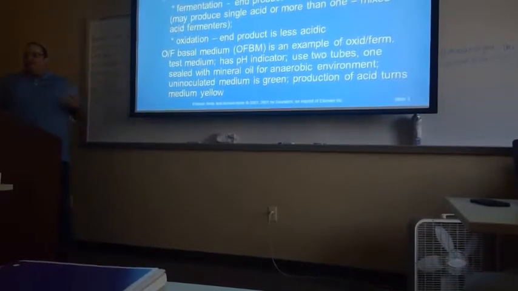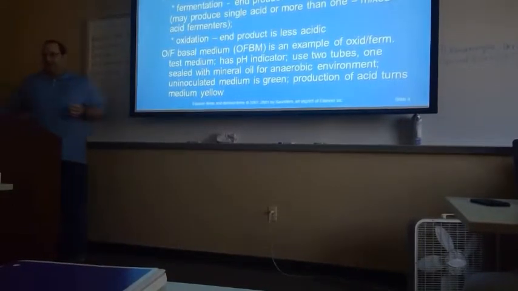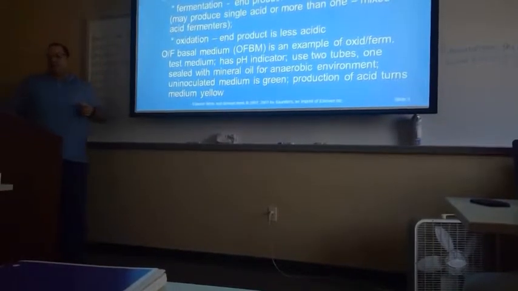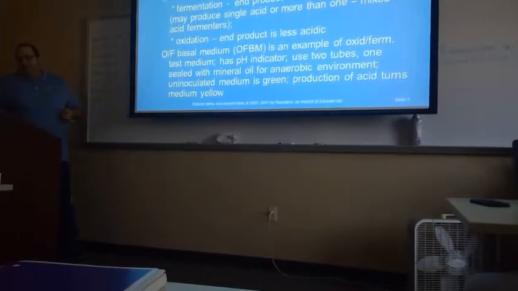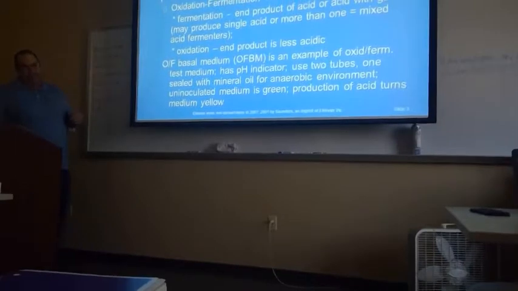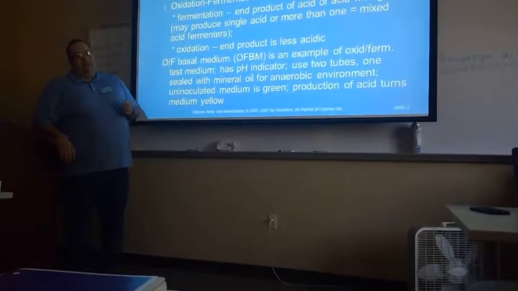So organisms can use two different methods to convert glucose: aerobic and anaerobic, oxidation or fermentation. Oxidation fermentation test. Fermentation produces a very acidic end product. It goes on to say they can actually produce more than one acid, mixed acid fermenters. You don't need to know about that. Just know that fermentation, the end product is very acidic.